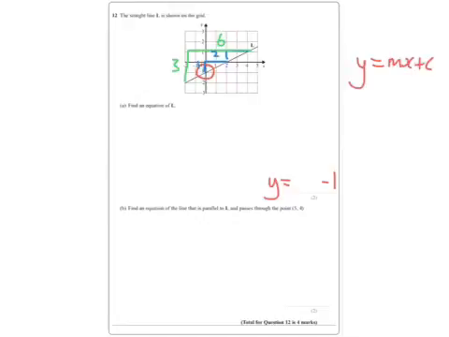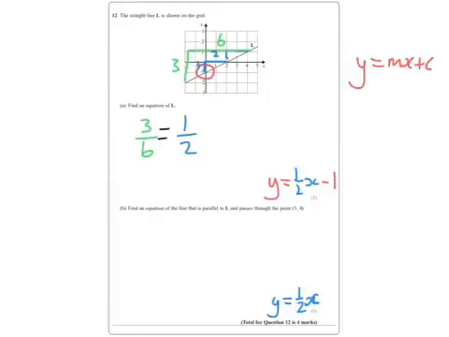And 3 over 6 equals 1 over 2. Okay, so it's y equals a half x minus 1. Okay, so there's the equation of the line initially. Now it says find an equation of the line that is parallel to L. Now if it's parallel, it's got the same gradient. So it's got to be y equals a half x. We've just got to work out what the plus c is.